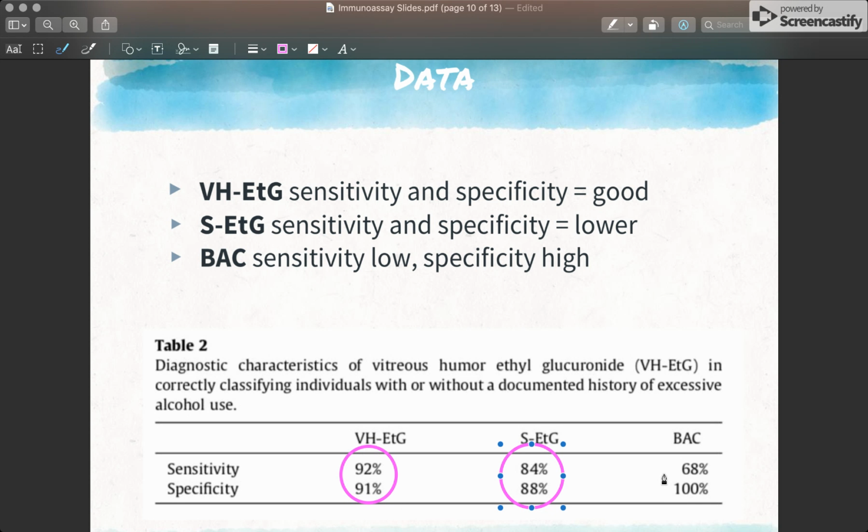And then the blood alcohol content had a pretty low sensitivity, so only 68%. So not super sensitive, but the specificity was really good. So there are some advantages and some disadvantages of using the blood alcohol content and measuring via the LCMS. The other thing to note is that this is basically for correctly classifying individuals with or without a documented history of excessive alcohol use. So this was comparing to those police and medical records that they already have.